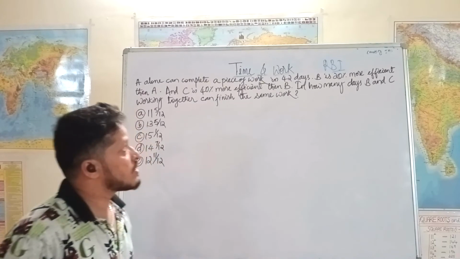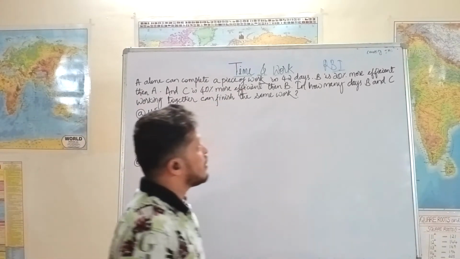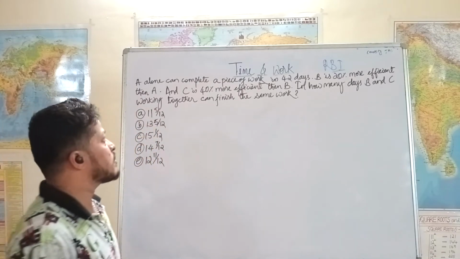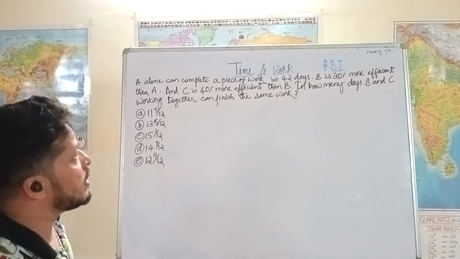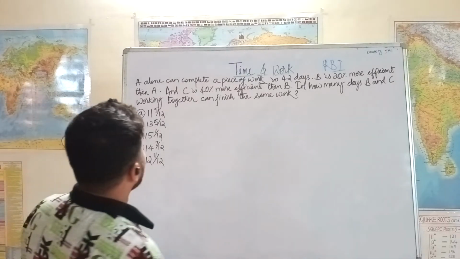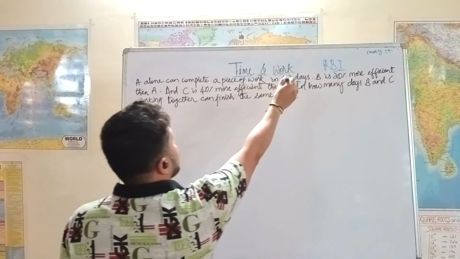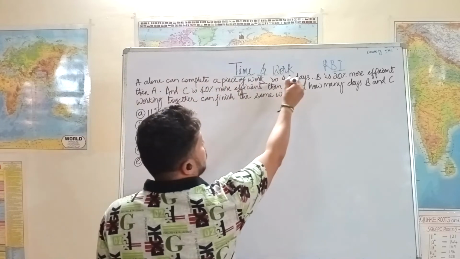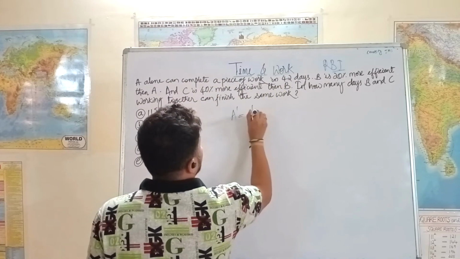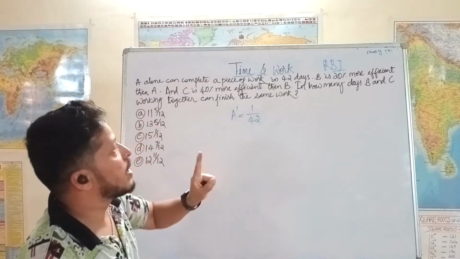Okay, we have another good question here. A alone can complete a piece of work in 42 days. B is 20% more efficient than A, and C is 40% more efficient than B. In how many days B and C working together can finish the same work? Okay, let's see. The efficiency of A is known. He can finish complete work in 42 days. That means A's efficiency is 1/42.